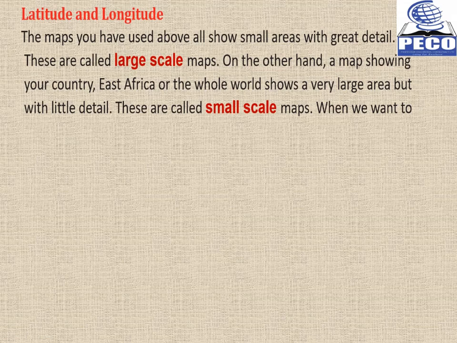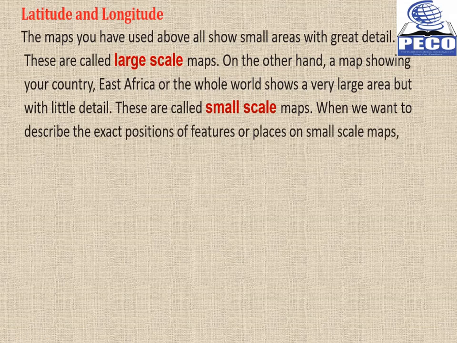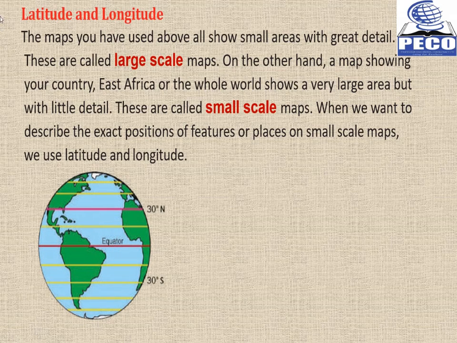So in case we want to locate places on the small maps, then we make use of latitudes and the longitudes. If you want to locate places on large maps, which we are calling the topographic maps, then we use the grid reference, we use bearing, we use the compass direction. So when we want to describe the exact positions or features of places on small maps, we use what we call latitudes and the longitudes.